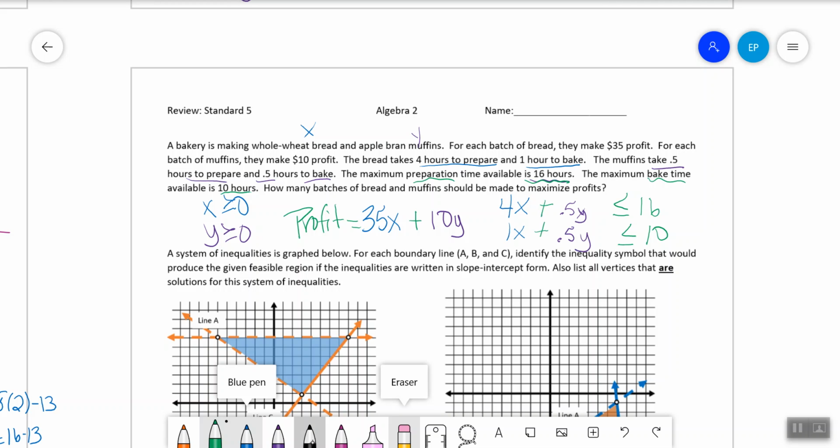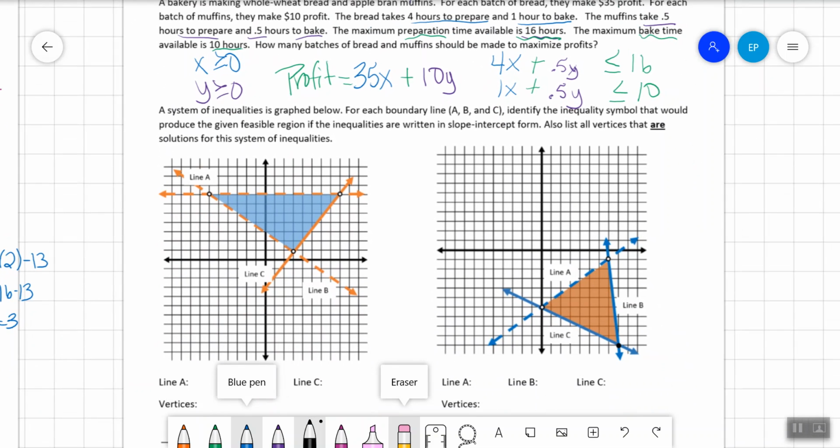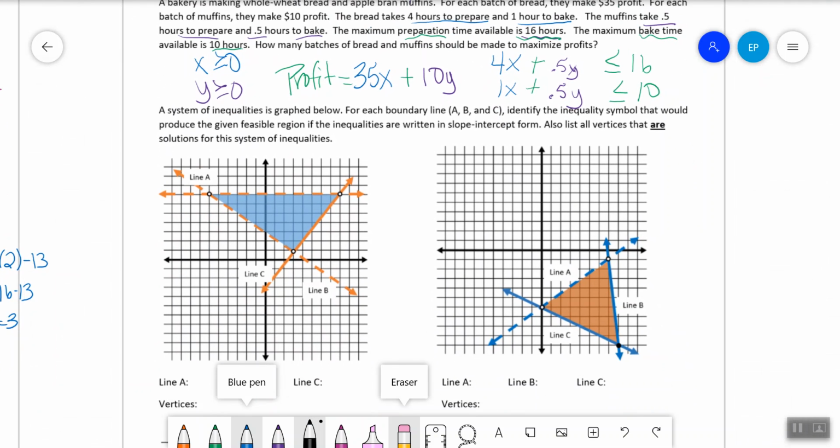Alright, last but not least, equations. A system of inequalities is graphed below. For each boundary line A, B, and C, identify an inequality symbol that would produce the given feasible region if they're written in slope-intercept form. Also list all vertices that are solutions for the system. First of all, line A is this line right here.